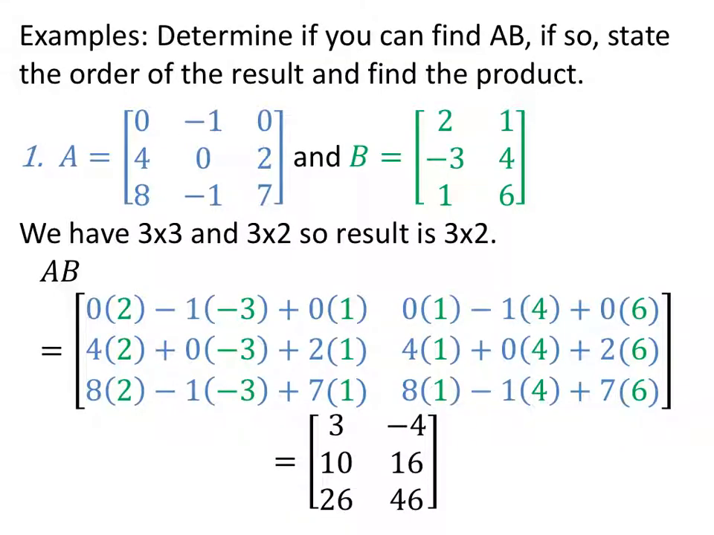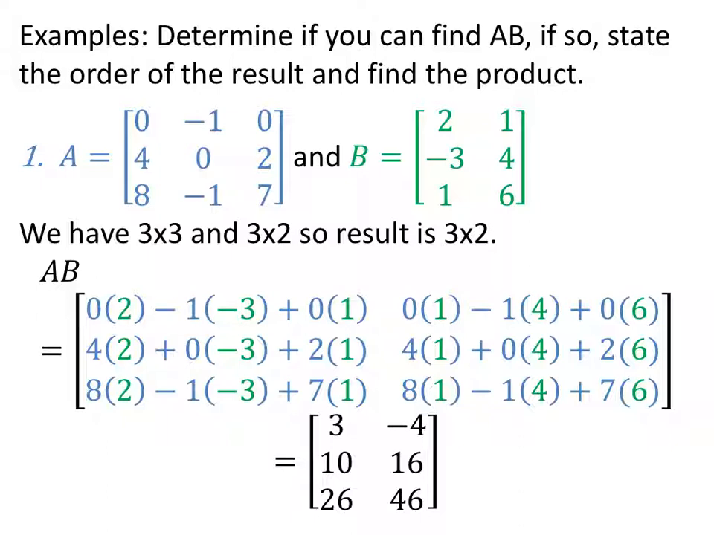Alright, first of all, we're going to determine if we can find AB. If so, we're going to find the order of the result and the product. So matrix A in blue. All of our entries from A are going to be in blue. All of our entries from B are going to be in green. We have a 3 by 3 matrix A. And B is a 3 by 2 matrix. Notice the 3 is in between. That means we're okay to multiply. Outside, 3 and 2 tells me my result is a 3 by 2 matrix.